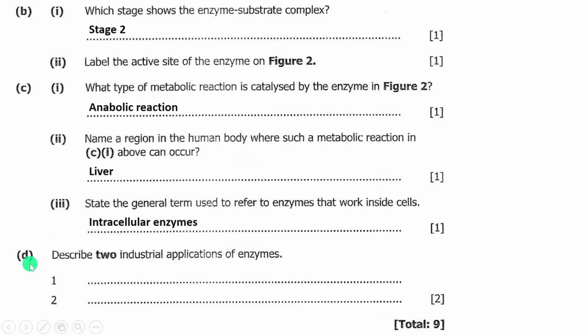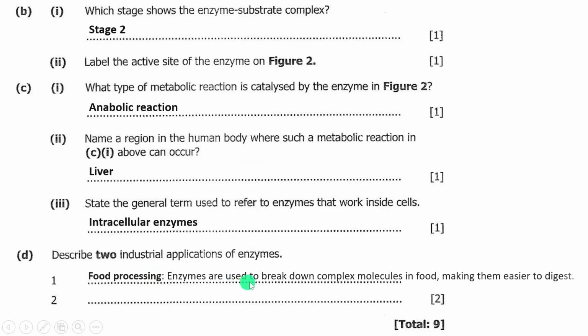Then this says describe two industrial applications of enzymes. So one industrial application of enzymes is in food processing. Here enzymes are used to break down complex molecules in food, making them easier to digest. Then number two, brewing. Enzymes are used to convert starch into sugar in the brewing process. Yeah, so there are so many uses of enzymes.